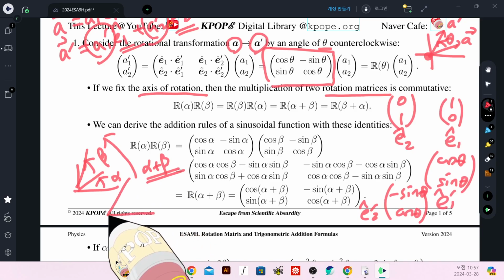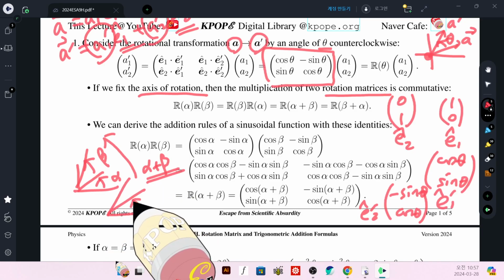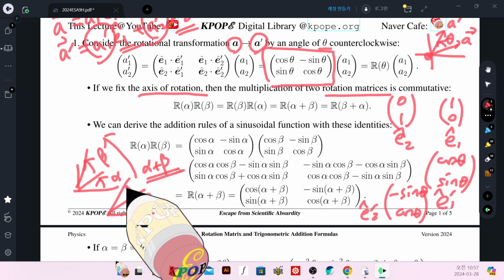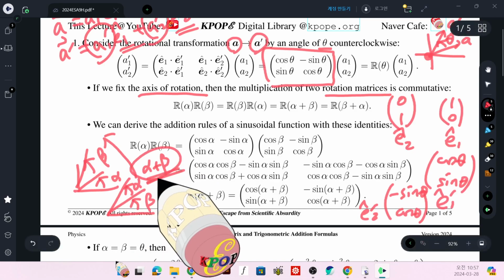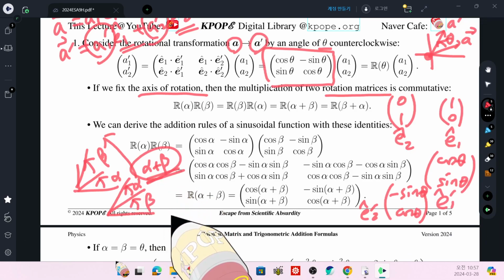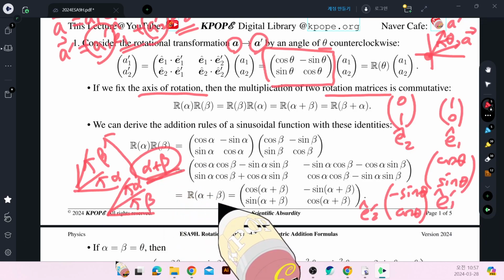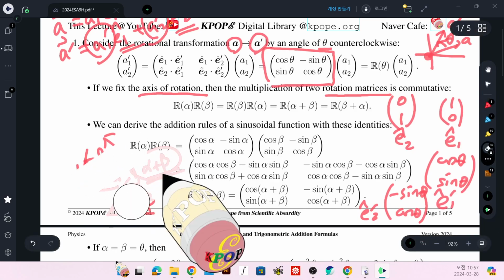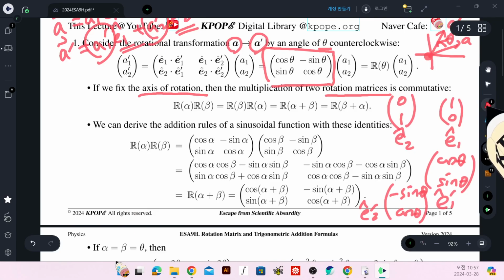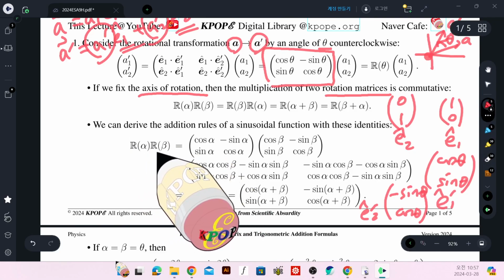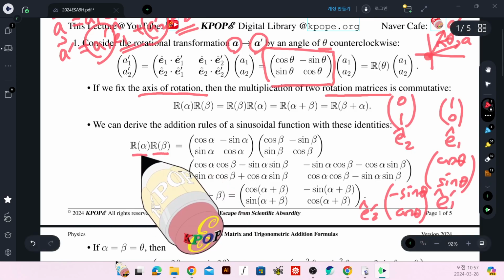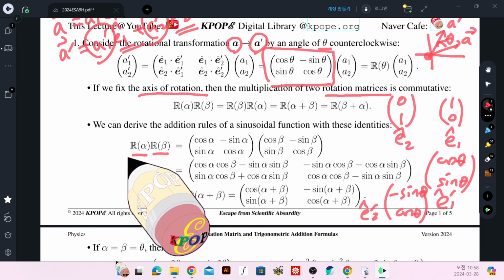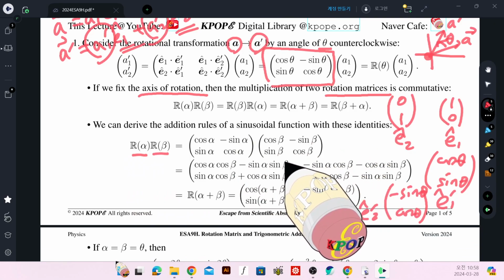And this is identical to the rotation by an angle of beta first and then alpha. The resultant one is a single rotation by an angle of alpha plus beta. As a result, we can find the constraint. The rotation by an angle of beta first and then by alpha can be obtained by multiplying two rotation matrices.